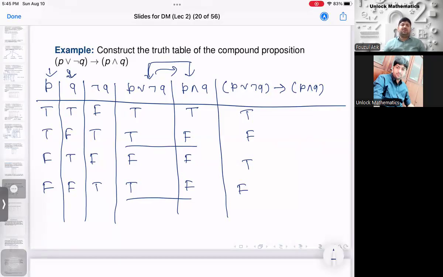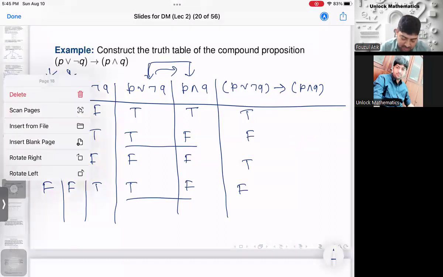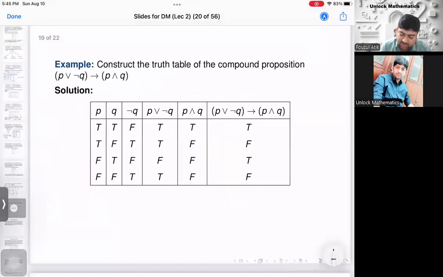But you can observe that whatever we have learned for the small truth tables, we are applying here, and we are able to make the truth table of a big proposition. Easy. So please do practice such kinds of truth table problems. Yeah, so this is the final answer as I have done it already.